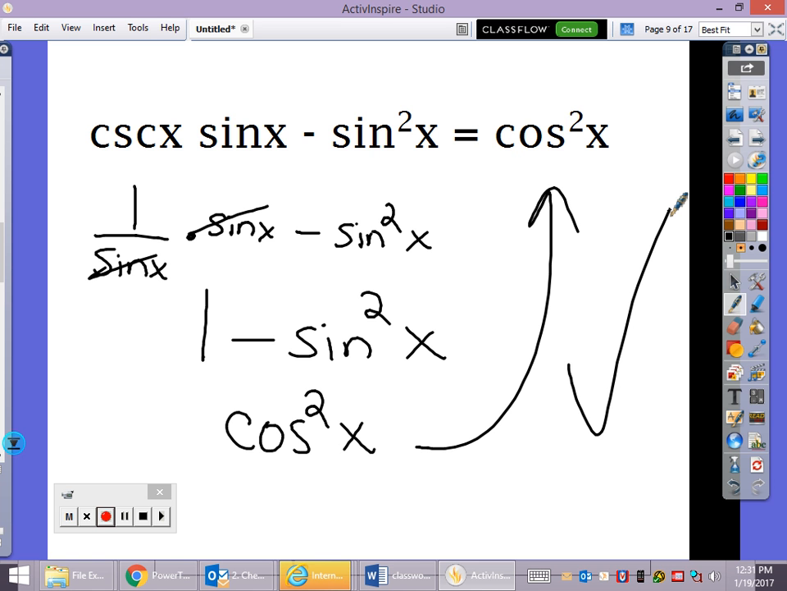Okay, so when we prove, you cannot move anything over the equal sign. No. When you prove, you have to simplify one side. Okay? Good? All right.